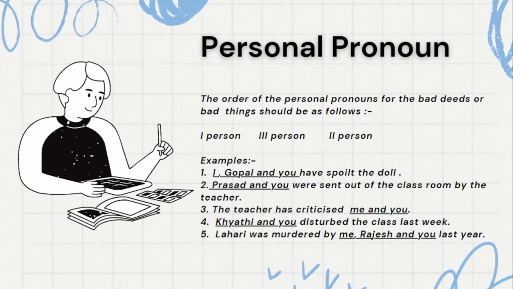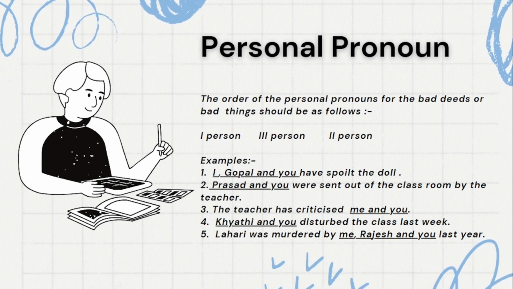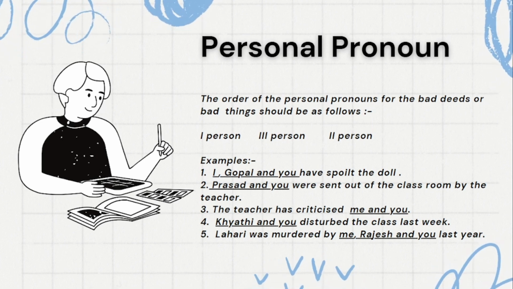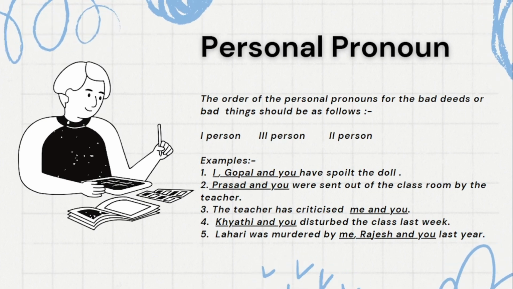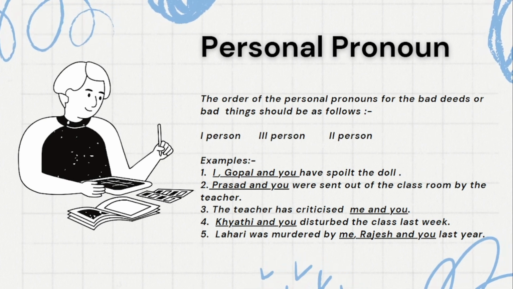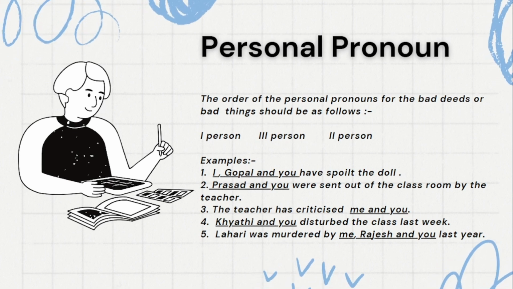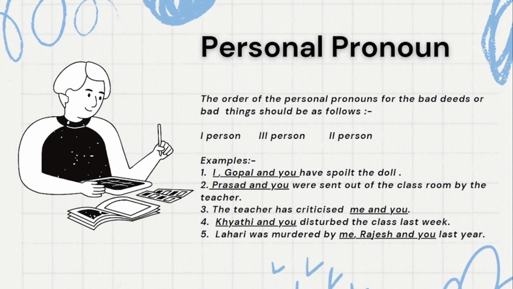Does this sentence express a bad activity or not? Definitely it is a bad activity. What is it? Sent out of the classroom. Is it a bad activity or not? Yes. Then what is the order of bad activities regarding personal pronouns? First person, third person, and last second person.